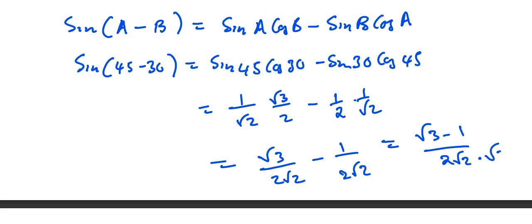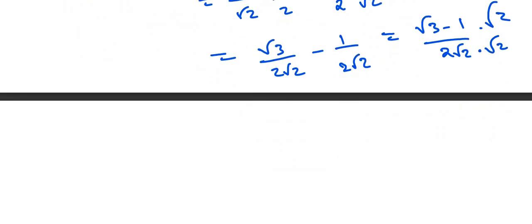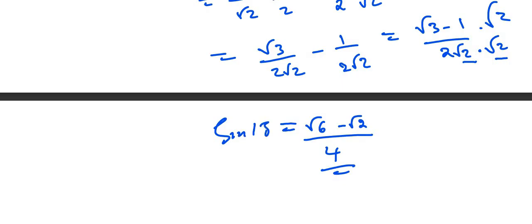Rationalize this by multiplying the numerator and the denominator by root 2. This will just end up being root 6 minus root 2, and down you just get a 4, because root 2 times root 2 is 2, and that's simply going to multiply with this 2 to give us a 4. So this is literally your sine 15 degrees. If you punch sine 15 degrees on the calculator, you get the same answer.